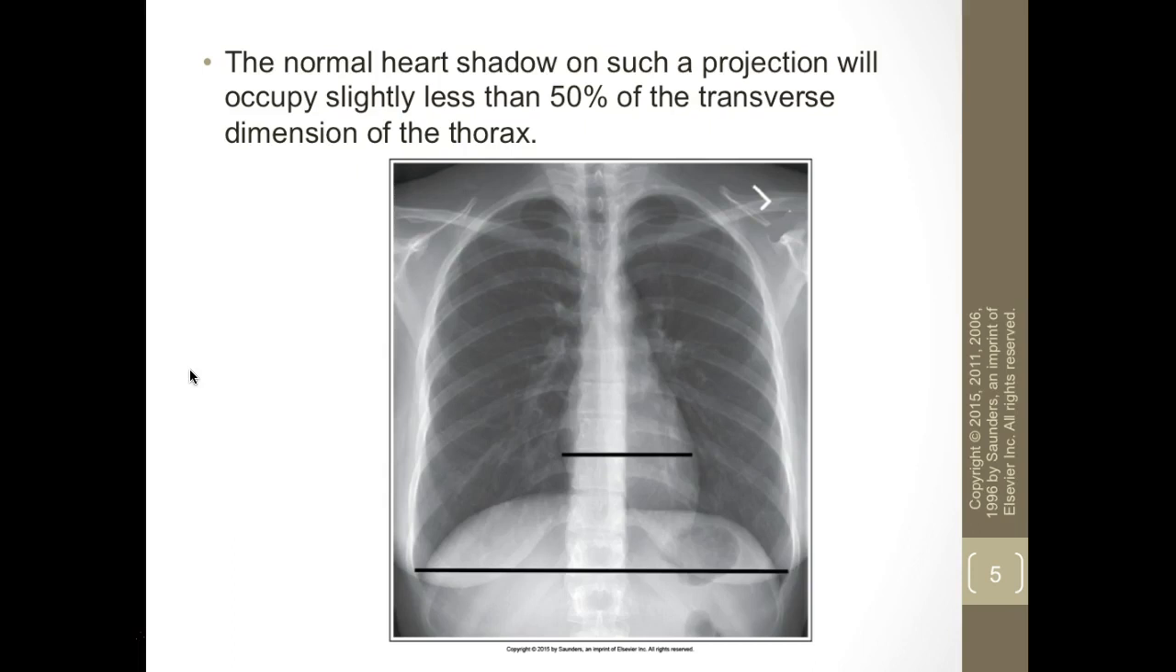Okay, so normal heart shadow on projections will occupy less than 50% of the transverse dimension of the thorax. So one way to measure it is you take the diameter of the heart here. You'll see radiologists take their thumb and their pinky, kind of like a Hawaiian, hang loose sign. They'll measure from here to here, and then they'll hold it to half of the diameter here. That's how they determine if there's cardiomegaly, so in any kind of heart failure. Just to give you a heads up, that's how they measure. So it needs to be less than half of one side. Okay.